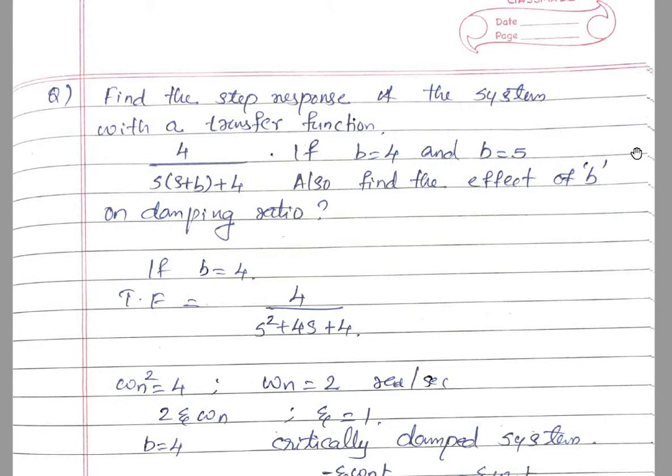So, here you can see the transfer function of the system is given. They have not specified whether it is closed loop or open loop, but from the analysis we can say that it is a second order system and this is the overall transfer function of the system. That is given 4 divided by s into (s plus b plus 4). Two values of coefficient b are given. The first one is b is 4 and the second one is b is 5.